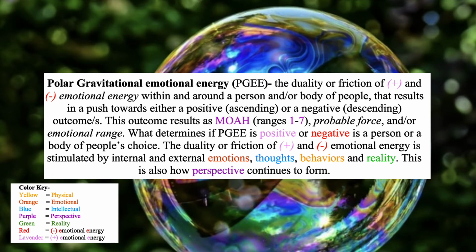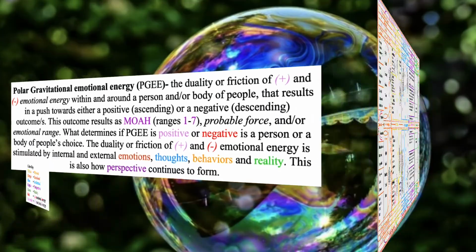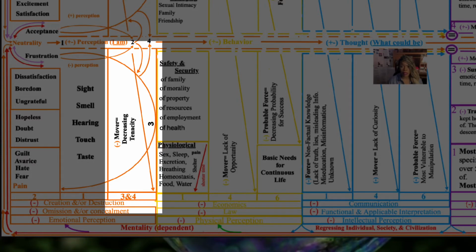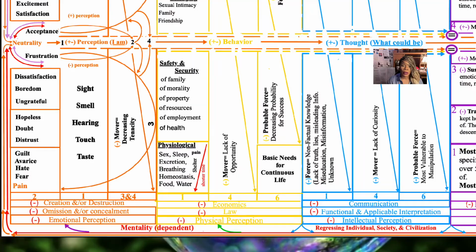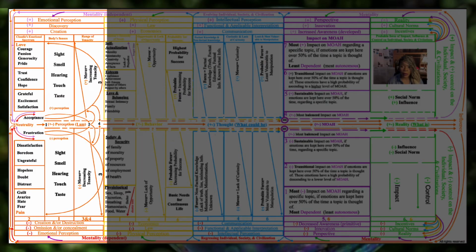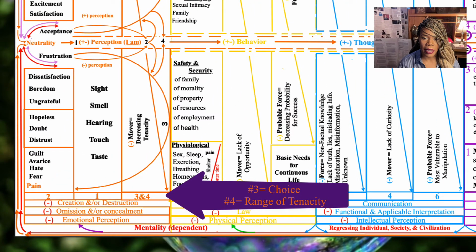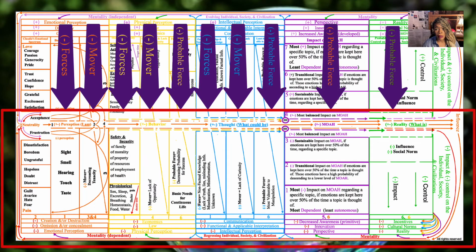But if distracting emotions are permitted to derail one from one's goals, then that would place a person on the negative end of range of tenacity, which is also the emotional perception category mover. This is why the bottom is labeled both 3 and 4, because having tenacity to achieve a goal is a choice, one that is made over and over again. This then stimulates negative polar gravitational emotional energy if one permits negative emotions to derail them from their goal, increasing the probability for negative forces, movers, and probable forces.